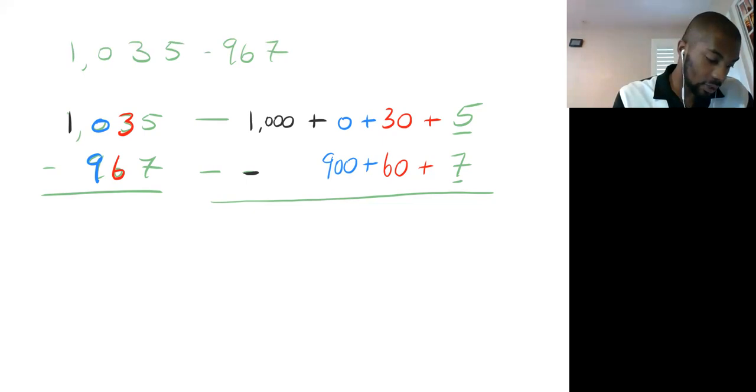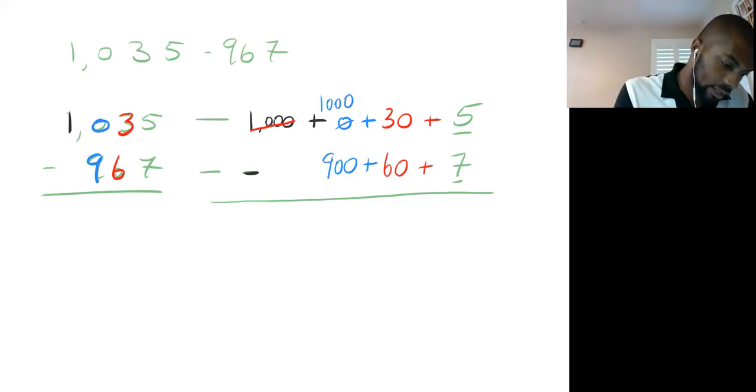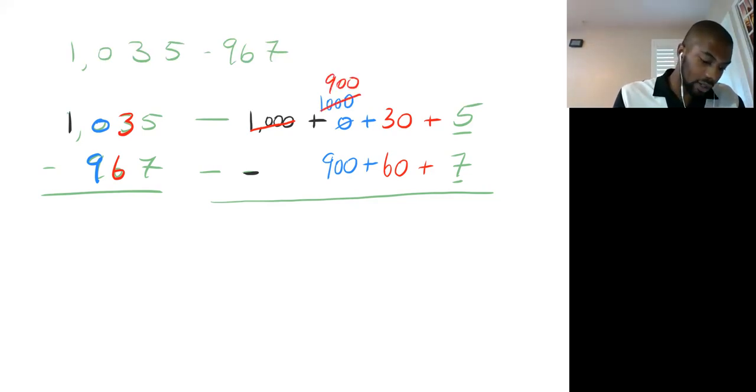That's going to turn into no thousands, right? We're going to transfer that over here to this spot. I borrowed 1,000. I don't need 1,000 here, so I'm going to take out 100. That's going to leave me with 900. Since I borrowed that 100, I'm going to add it over here to this 30. 100 plus 30 is 130.